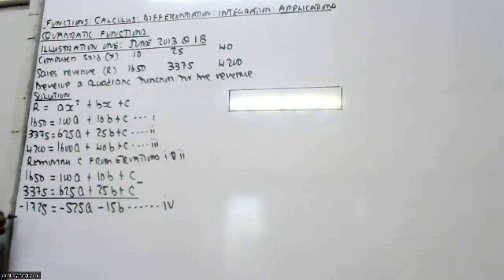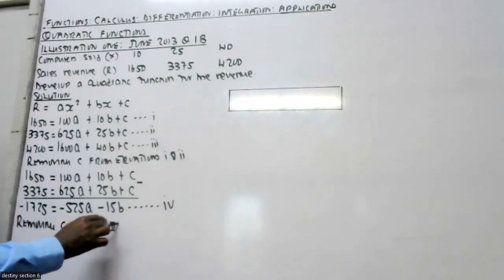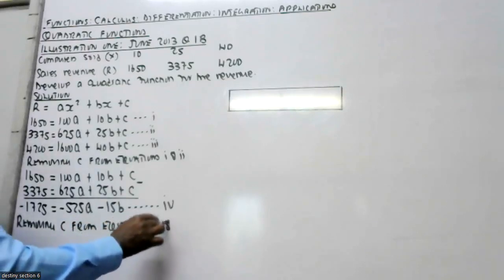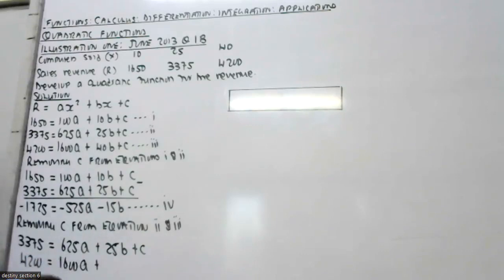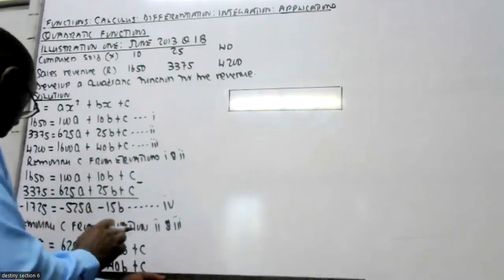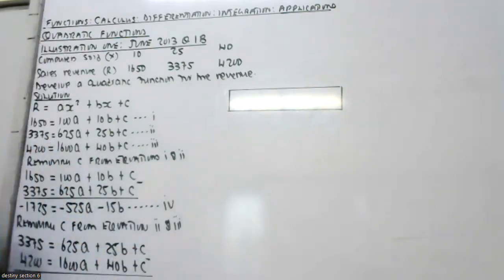When you call it number 4, you proceed and say removing C from equations 2 and 3. From equations 2 and 3, we come here and say that 3375 is equal to 625A plus 25B plus C. Then 4200 equals 1600A plus 40B plus C. So you subtract.